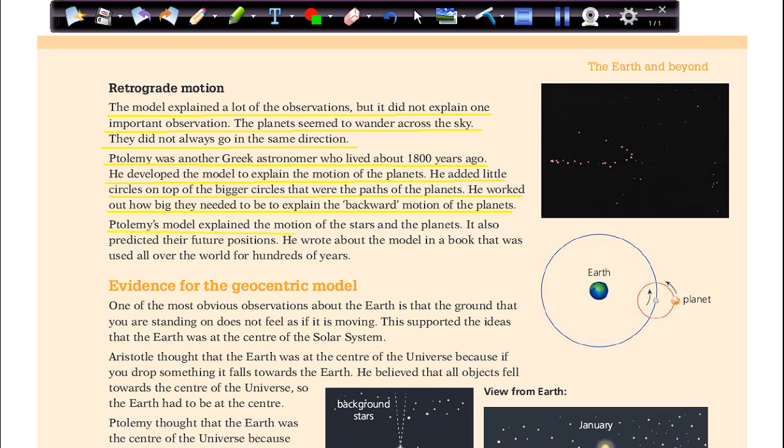Ptolemy's model explained the motion of the stars and planets. It also predicted their future positions. He wrote about the model in a book that was used all over the world for hundreds of years. So this was his model, like this. It could explain a lot of things, and the future motion or future position of the planets.